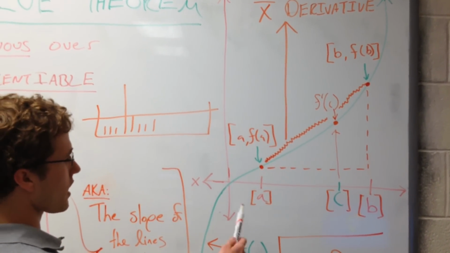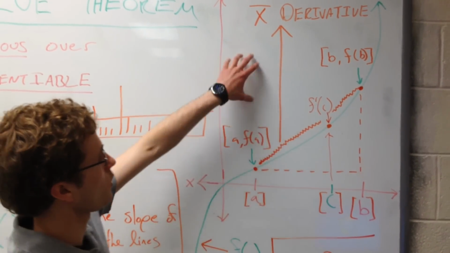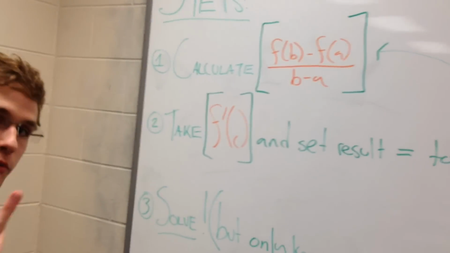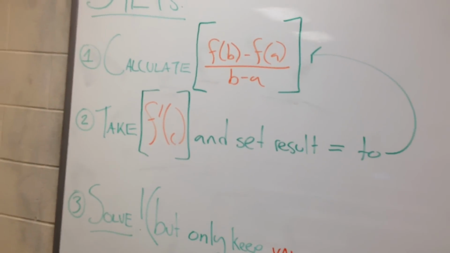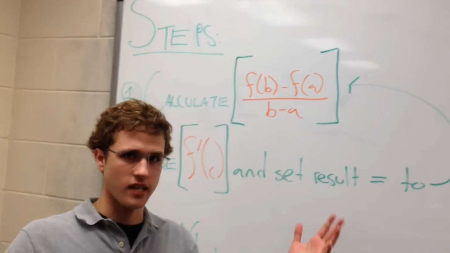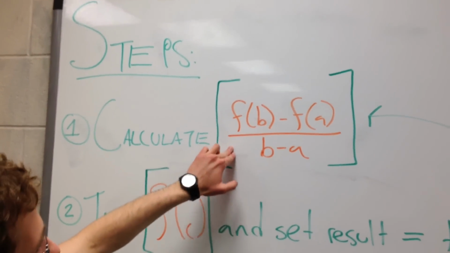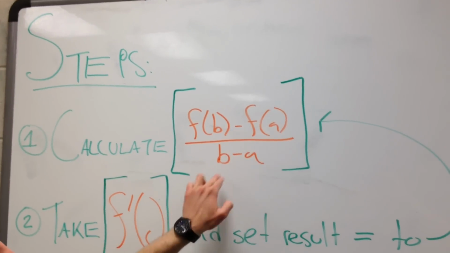So now that we understand basically what we're talking about and how it looks on the graph, let's go over here and talk about the steps of how you do a mean value theorem problem. There are 3 steps, and they are all relatively simple. The first step is just take the information you know and plug it into the formula we talked about. Say f of b minus f of a over b minus a.